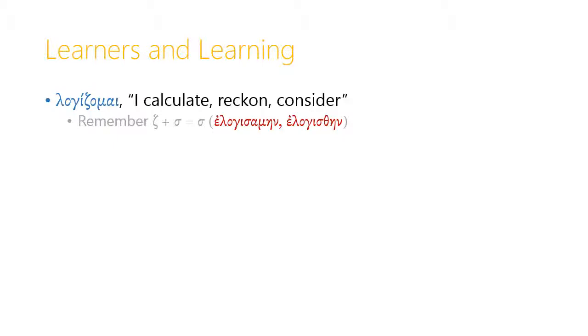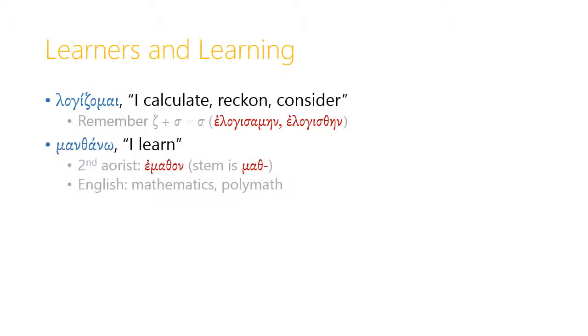Once again, the zeta changes in front of the theta because zeta theta is a difficult combination. Instead of dropping out, though, it becomes a sigma. So we have elogisthein for the first aorist passive.